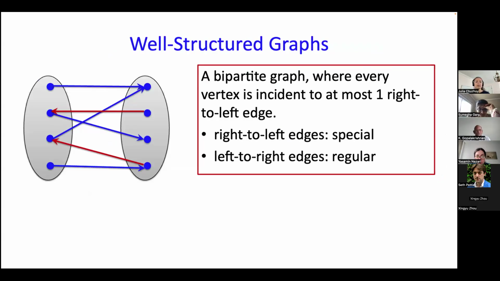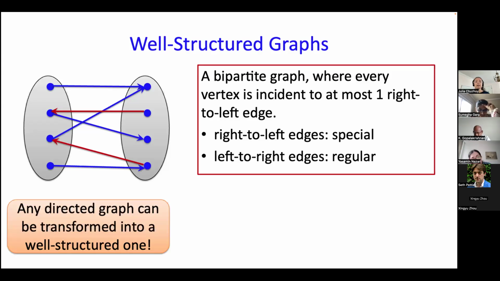These right to left edges, the red edges, I'm going to call them special because they have this extra property, and the left to right edges, I'm going to call them regular. They don't have this property. And so as I said, we'll work quite a bit with these well-structured graphs. And it looks like this is a very restricted special case of directed graphs. But in fact, there is a really simple transformation that can take any directed graph and transform it into a well-structured graph. It's really simple. I just don't have time to go into this. The way to think about this is that a well-structured graph is just a convenient representation of any directed graph.